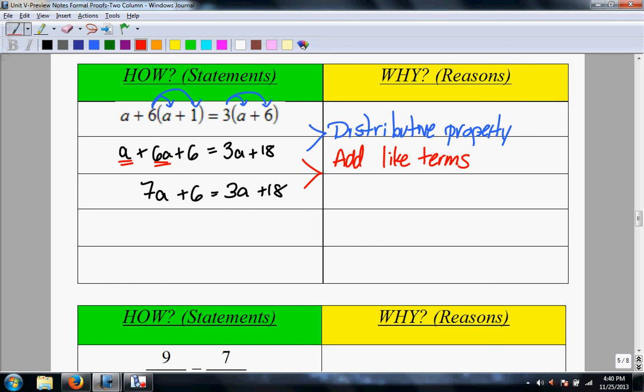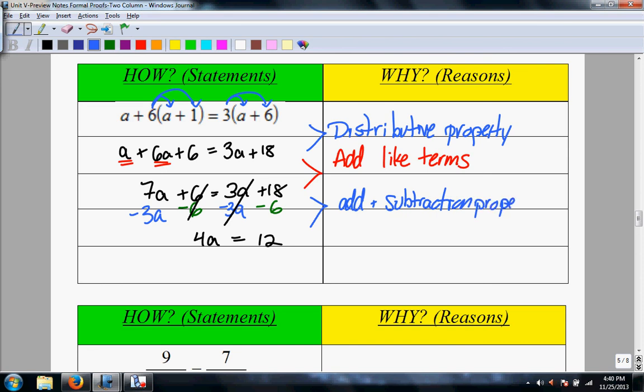So now we want to get our variables on one side and our numbers on the other. So I'm going to minus 3a both sides. I'm going to minus 6 both sides. And that cancels and that cancels. So I end up with 4a equals 12. And the reason I can make all those steps is because of the addition and subtraction property. It has to be property, because property means you did it to both sides.